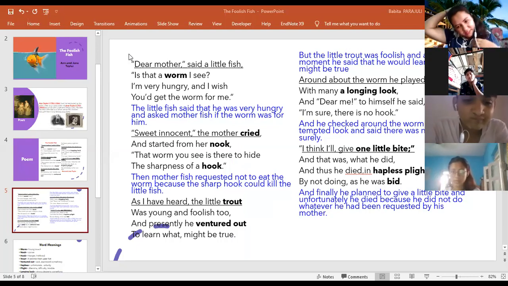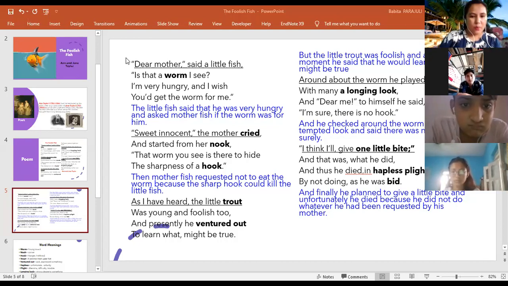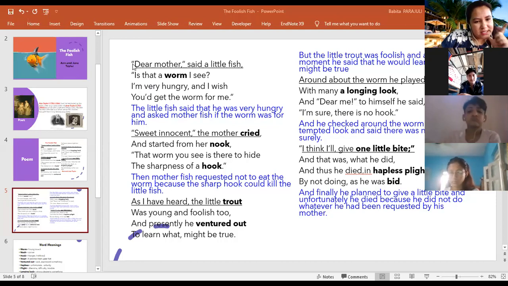Here is a very little story, but a very important story is hidden in this poem, because here are two characters. As I said in the previous class too, there is a mother fish and that little fish, right? At first, look at the first stanza. Dear mother, said a little fish, is that all I see, I am very hungry and I wish you would get the worm for me. So who said this? Can you tell?